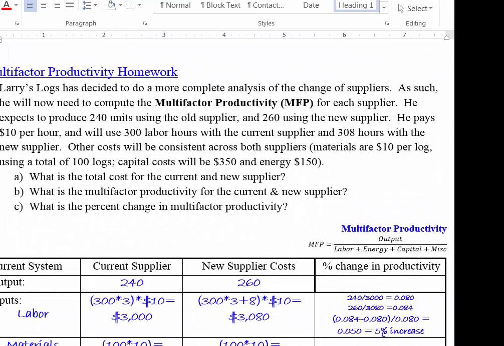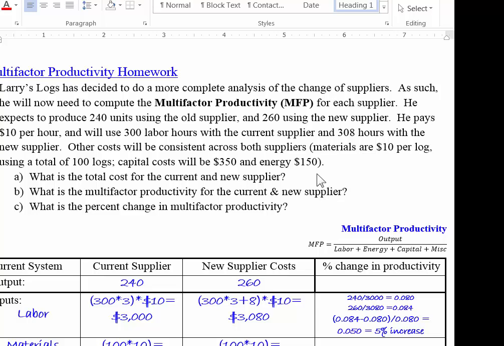So this video is going to be about computing multi-factor productivity. So much like we computed single-factor productivity, here we're computing the same idea but for multiple factors. In the case of multiple factor productivity, the first thing is identifying that this is a multi-factor productivity problem versus the other ones that were single factor.